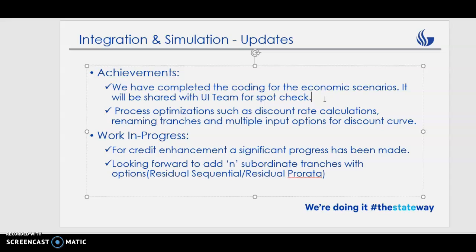Okay. So I'm going to repeat it again. This is how I will be presenting. So for this week we completed the code for the economic scenarios, and it will be shared with the UI team for the spot check. The second thing we did was process optimization. This was done for discount rate calculations, auto renaming tranches, and giving users two input options for the discount curve.